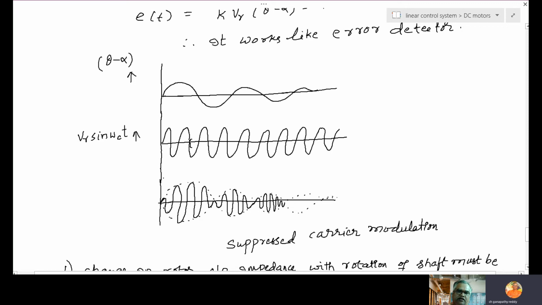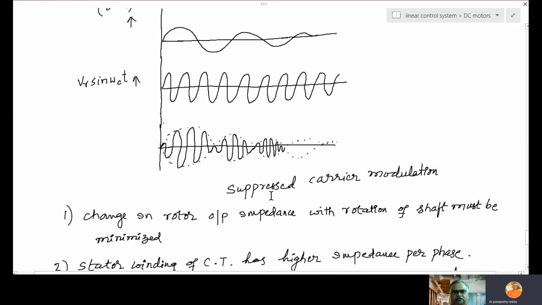The carrier signal strength is suppressed. Suppressed means varying the amplitude of the signal. This is the carrier signal, whatever we are applying. That amplitude is decreasing and increasing depending on the theta minus alpha variation. So that is called a suppressed carrier modulation.